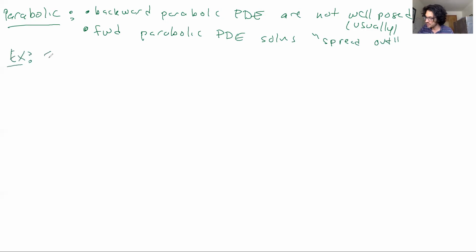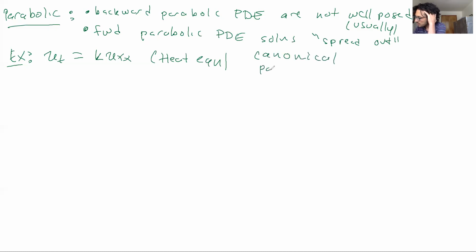And so our typical parabolic PDE is going to be our nice heat or diffusion equation. Okay, this is the canonical parabolic PDE, and UT in this case is, well, that's first order, right?